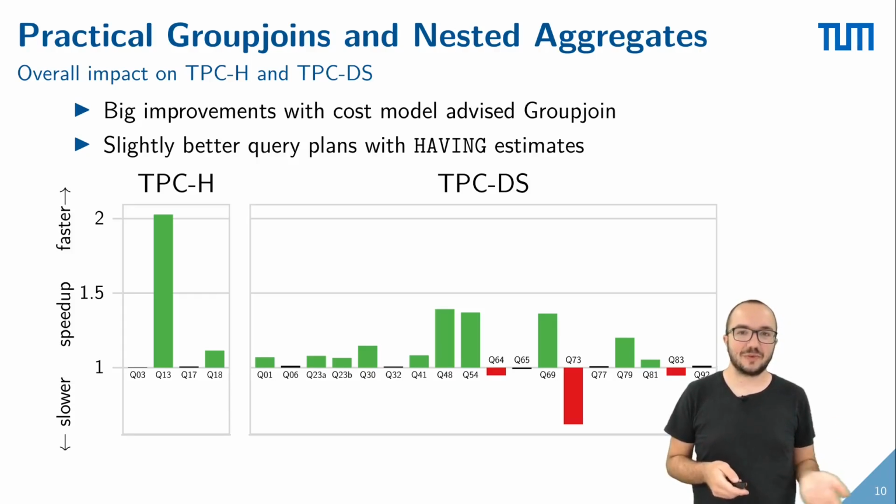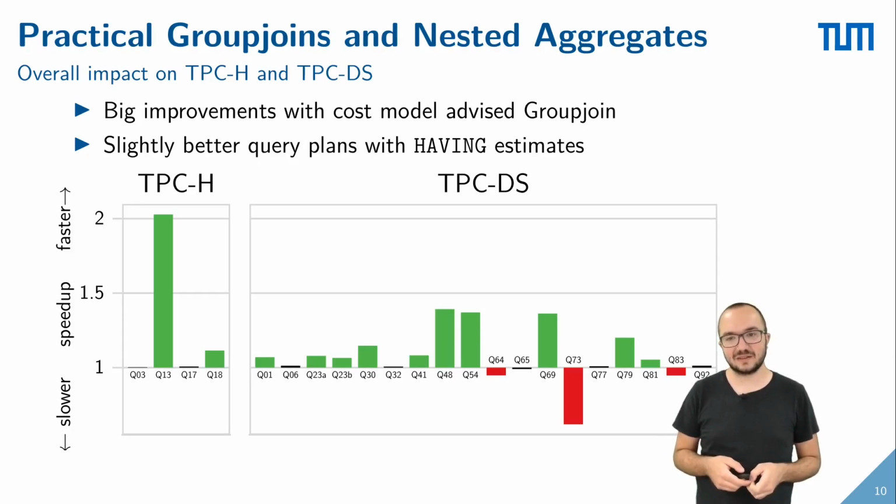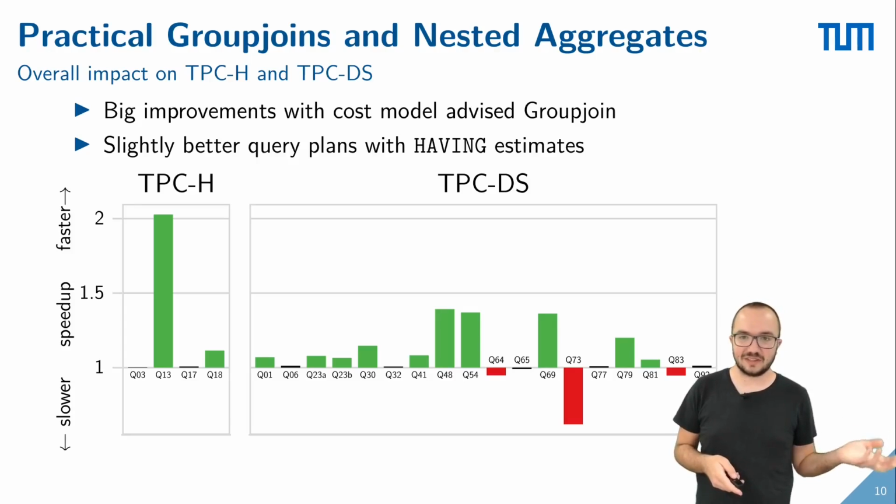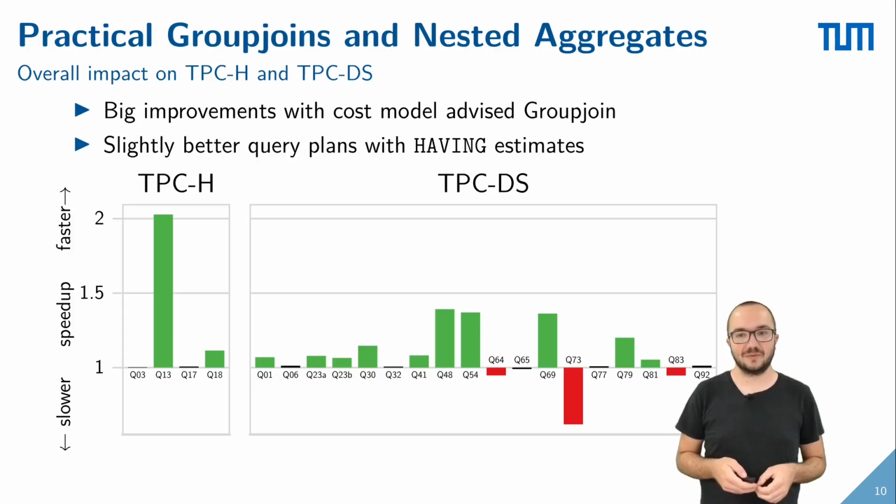slightly slower query with TPC-DS query 73. However, this is not a big problem because we actually discovered this case here, and we already fixed it, and we are now better in any case. And improving these estimates even let us uncover another bug. So we move in the right direction.